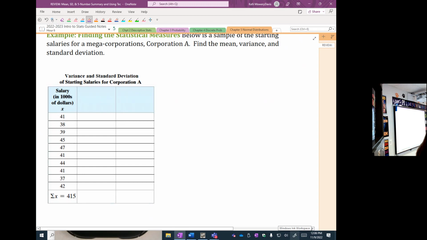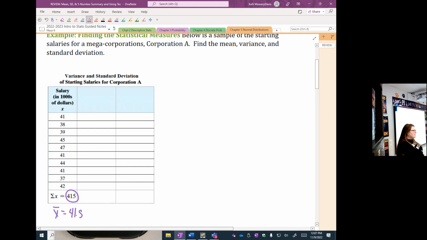So I've got all my data points on here. To start to get the standard deviation, what's the first thing I need to calculate? The mean. I need to know what the mean is so I can use that to find my deviations. How am I going to find my mean? Add them all up, divide by how many you have. What's the sum of them all? I already gave you that, 415. And how many are there? 10. So my X bar should be 415 divided by 10, 41.5.